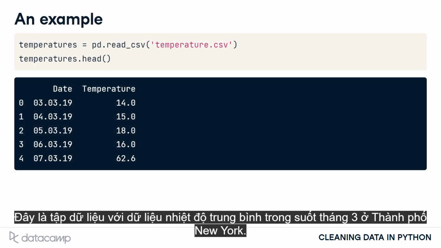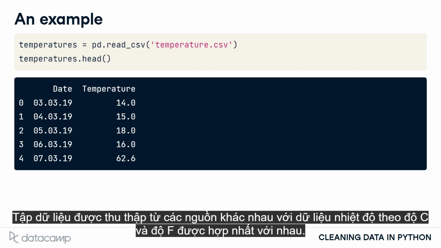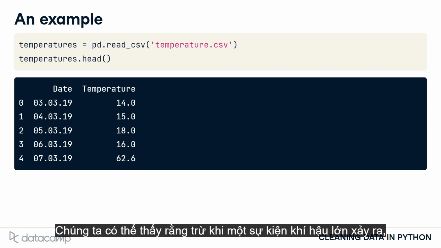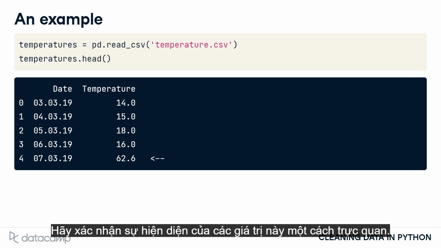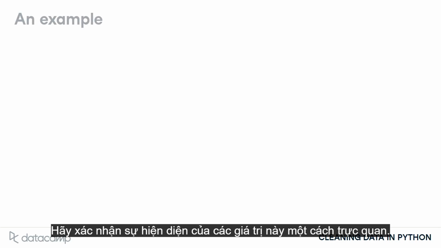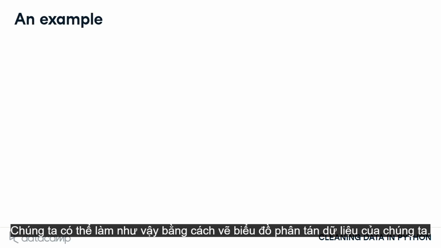Here's a dataset with average temperature data throughout the month of March in New York City. The dataset was collected from different sources with temperature data in Celsius and Fahrenheit merged together. We can see that unless a major climate event occurred, this value here is most likely Fahrenheit, not Celsius. Let's confirm the presence of these values visually. We can do so by plotting a scatter plot of our data.